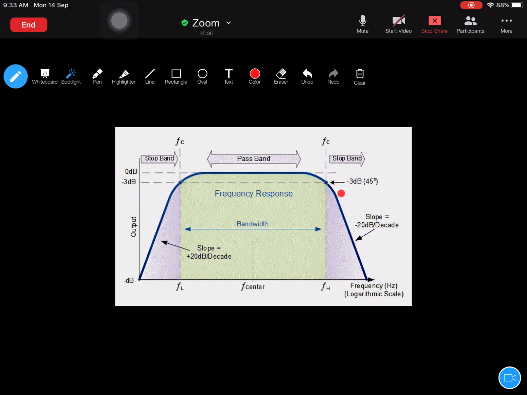Okay, in the next class I will discuss the low frequency response of other amplifiers, which are nothing but CB and CC. Okay.